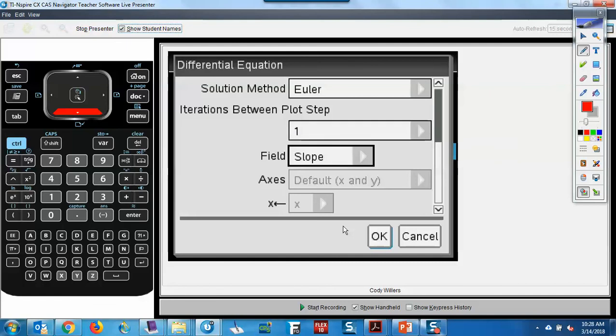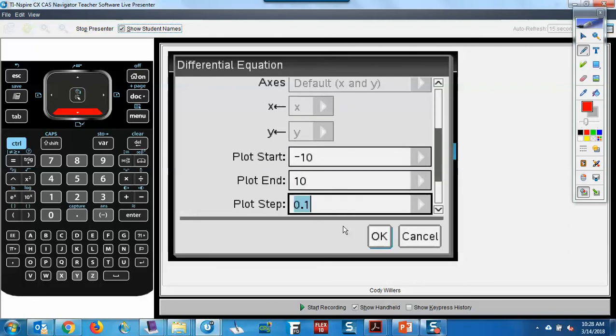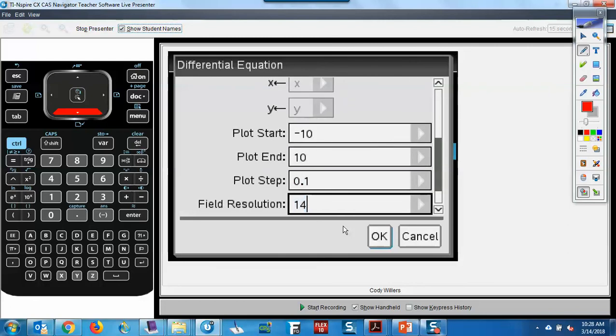The only thing we ever change in this, if we scroll down, we never change the plot start stuff, scroll down, keep going. The only thing we change is that plot step. That plot step is our step size. So we were using 0.5 in the last problem, right? So that's where we would do 0.5. Okay, so why don't you go ahead and change it to 0.5 right now.